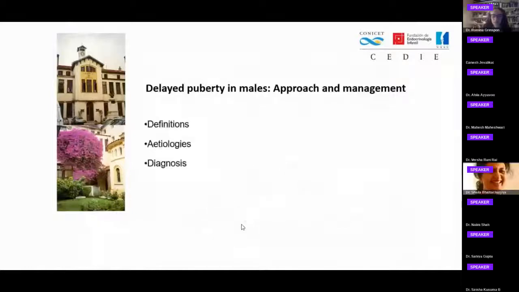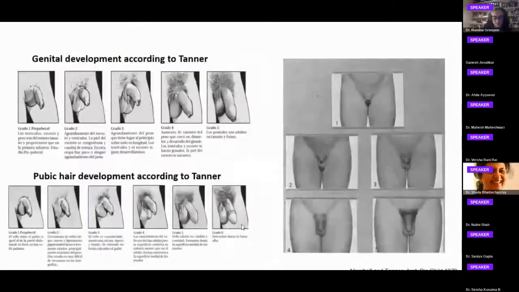I will talk about delayed puberty in males: definitions, etiologies, and diagnosis. As you know, we use standard stages to describe the course of normal puberty. Stage 2 marks the beginning of puberty, and at this stage there are practically no changes in the scrotum or in the size of the penis, and it is mainly characterized by reaching a testicular volume of 4.